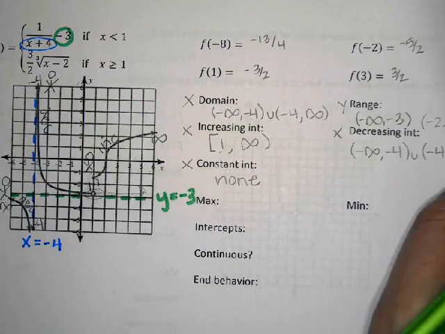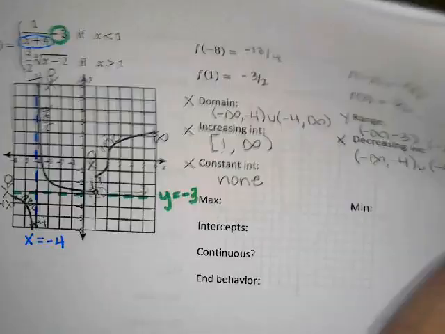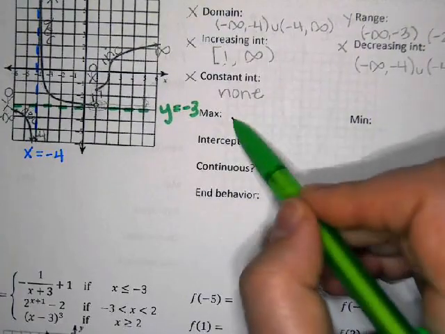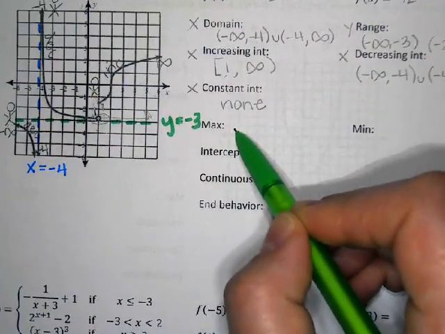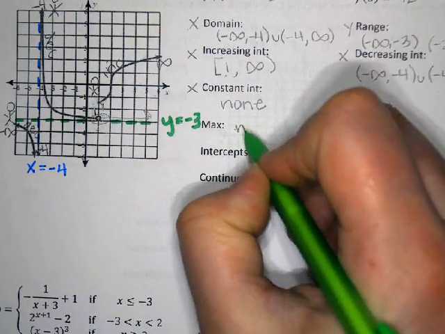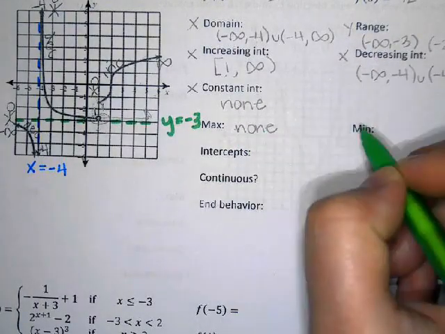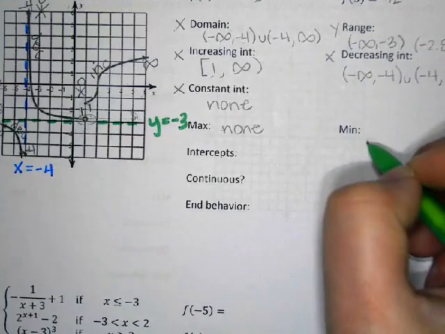All right. Maximum. Are there any mountaintops? No. So we're going to say none. There's no place where it goes up and comes right back down. Minimum. Are there any valleys? No. It doesn't go down and come right back up. Okay.